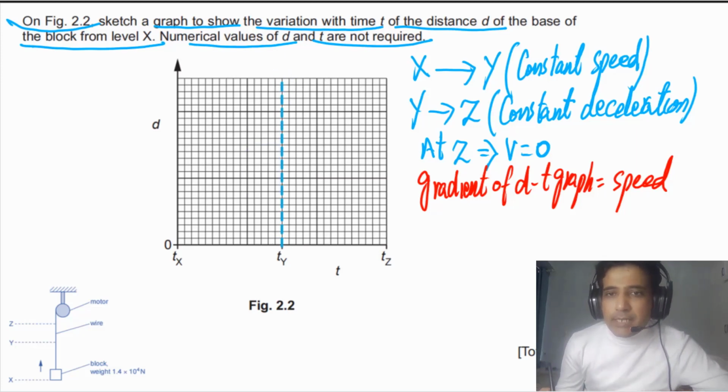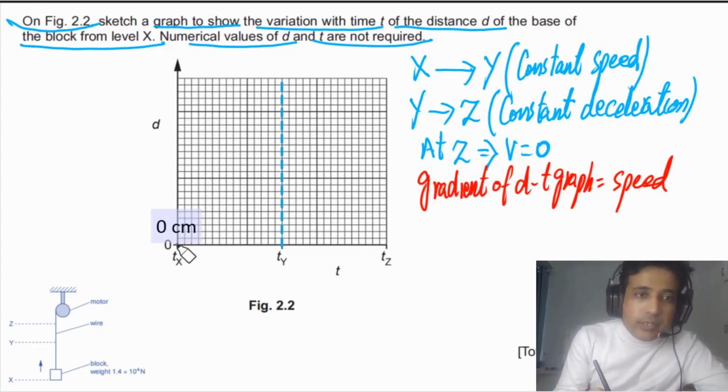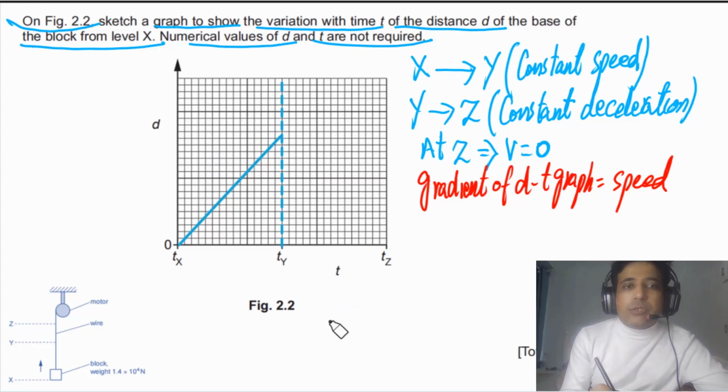Between x and y, the block has constant speed. It means the gradient of the graph has to be constant. It has to be a straight line. So simply we can draw the straight line between x and y. Because speed is constant, it means the gradient of the line also has to be constant. So this is how you can draw between x and y.